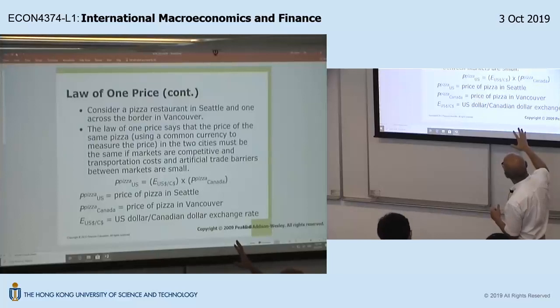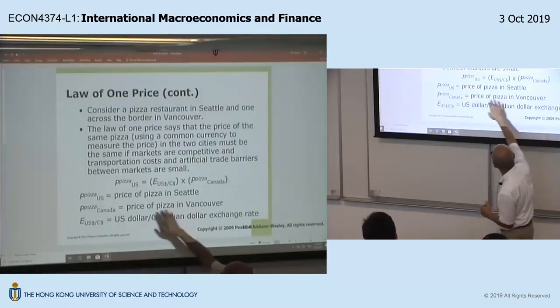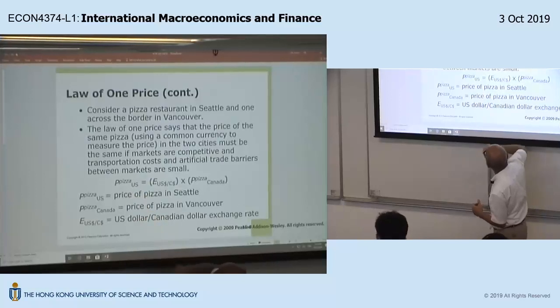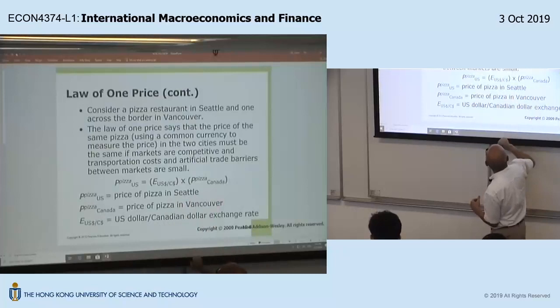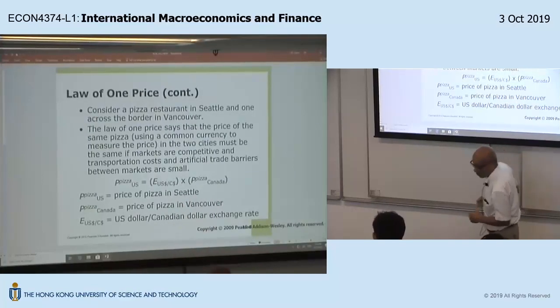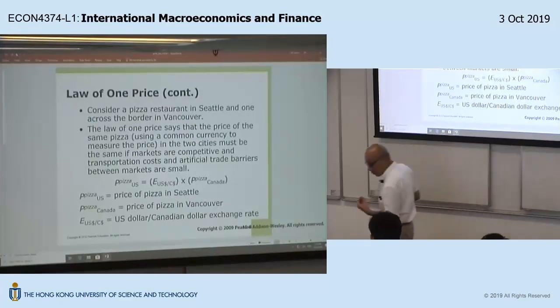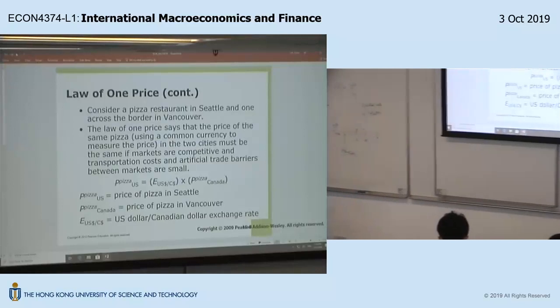According to the law of one price, if the transaction cost is trivial, then you would expect the price of pizza in the U.S. in U.S. dollars to be equal to the price of pizza in Canada in U.S. dollars. Okay, everything has to be expressed in the same currency. So basically, this is the law of one price. Nothing fancy here.